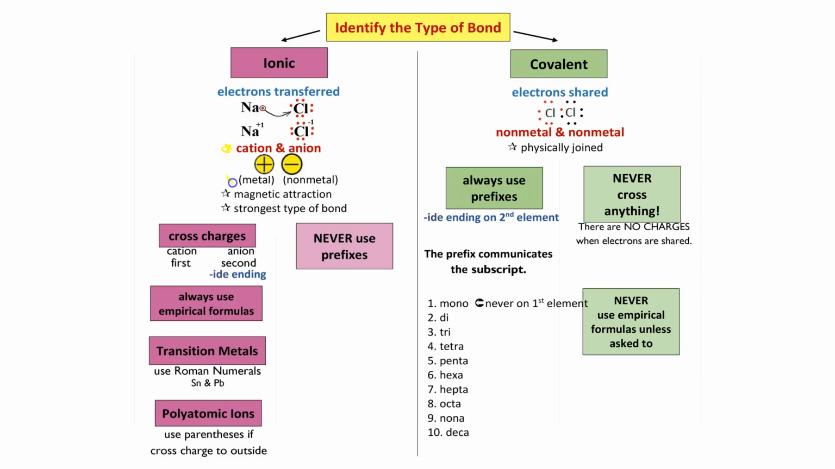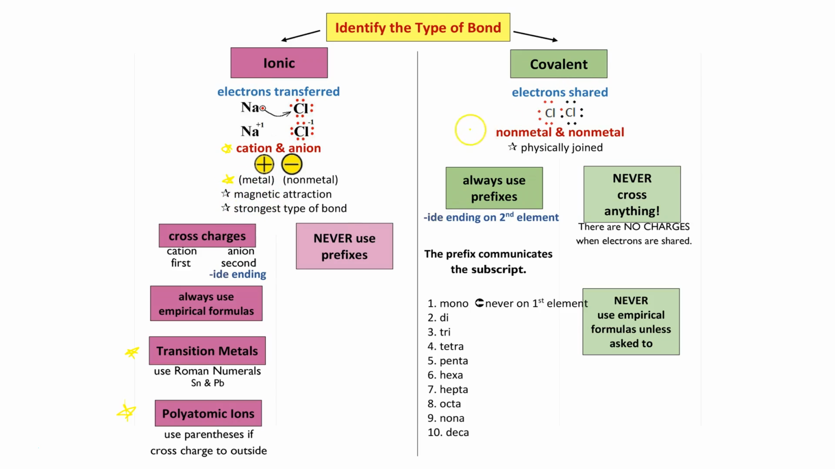Another easy way of doing it is you're going to have a metal and a non-metal most of the time. Or you could also look for polyatomic ions. If you see a polyatomic ion, you know it's ionic. If you see a metal and it's a transition metal, you know it's ionic, because remember, anytime you see a metal, it's going to be ionic. So those are some ways that you can easily identify if it's ionic.